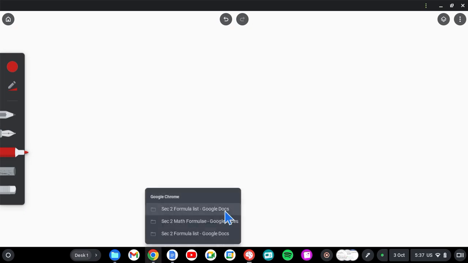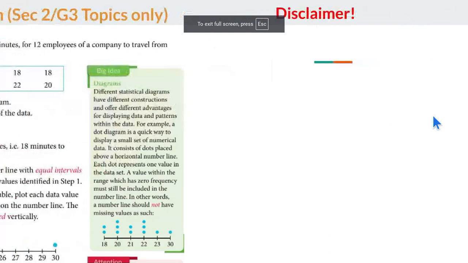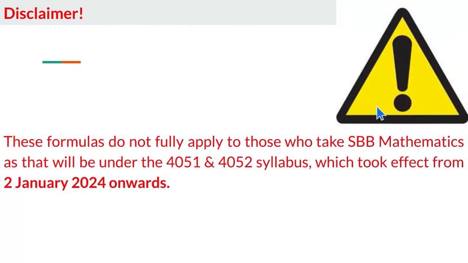On this note, I would like to give a disclaimer first. The disclaimer is here. It does not fully apply to those who take SBB Maths, as that will be under 4051 and 4052, which is the combined Maths syllabus. It will take effect from 2nd January onwards. Any questions?